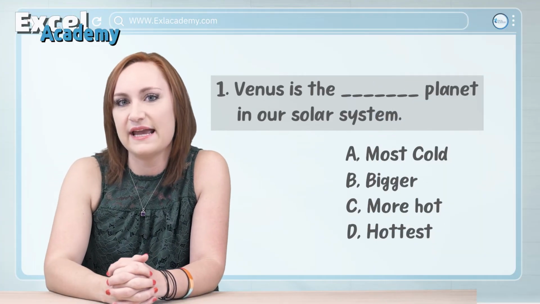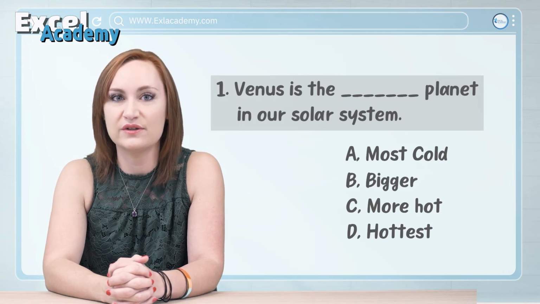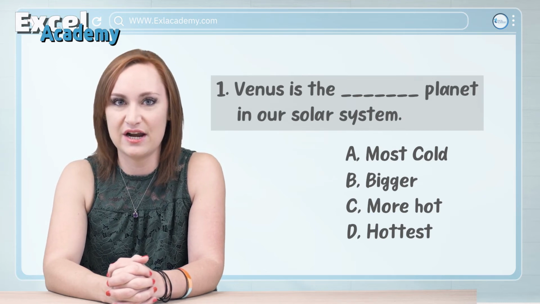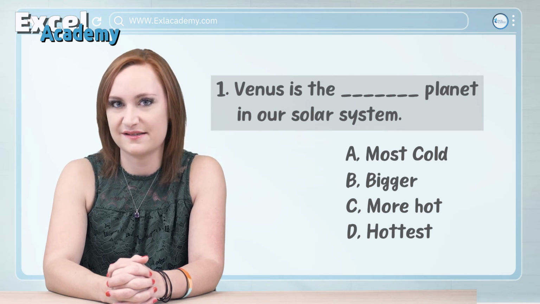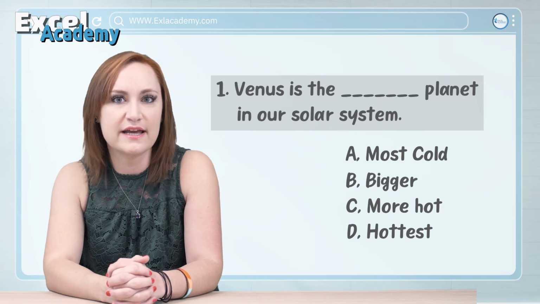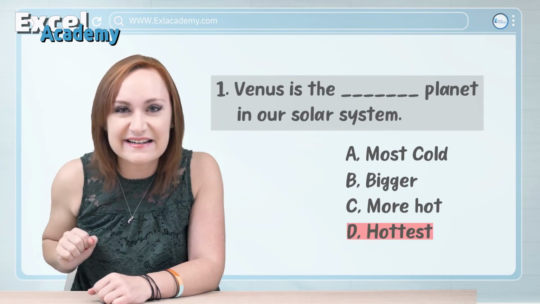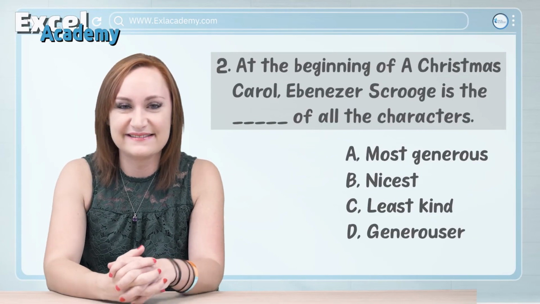Venus is the blank planet in our solar system. A, most cold, B, bigger, C, more hot, or D, hottest. Anyone have a guess? Well, if you were to guess D, hottest, you would have been correct. Let's look at another quiz question.